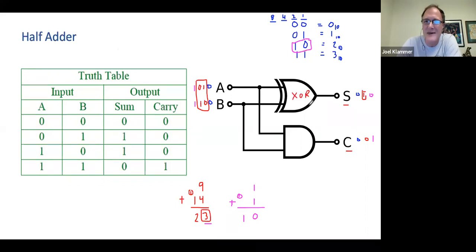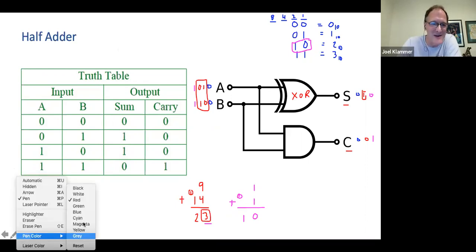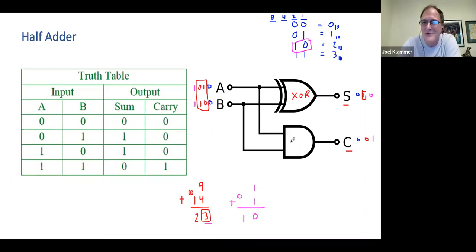And then what about the carry bit? Well, the carry bit only comes into play if both of the inputs are 1s. And so we need the carry bit to be true if and only if both of the inputs are true. And so this is considered to be a half adder, because it adds 2 bits together at any given time.